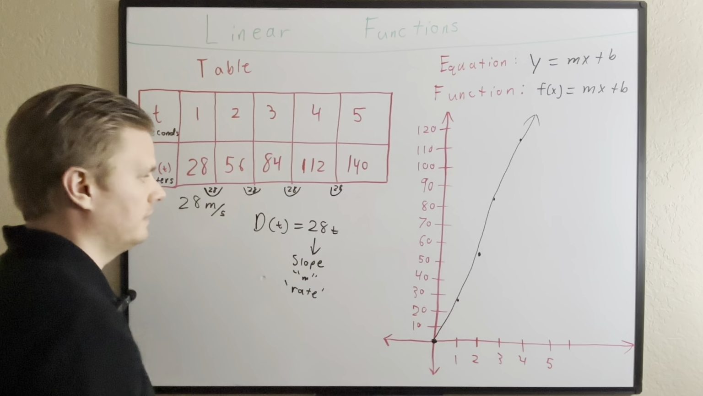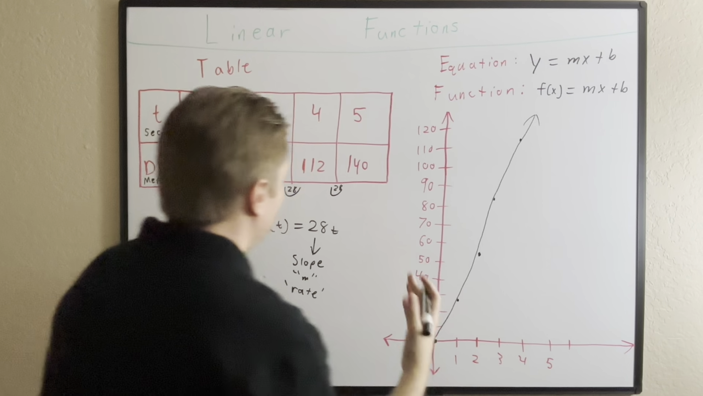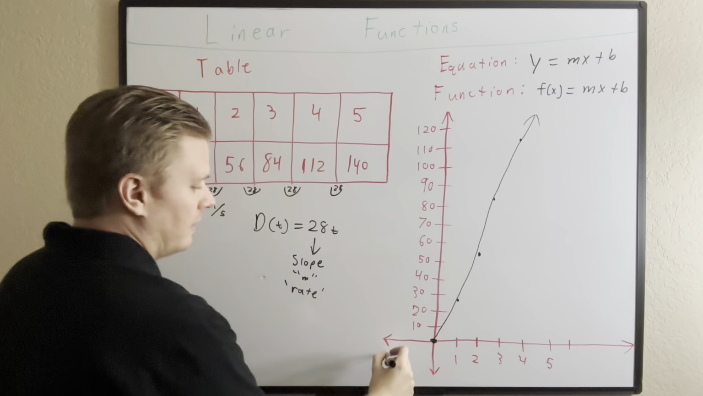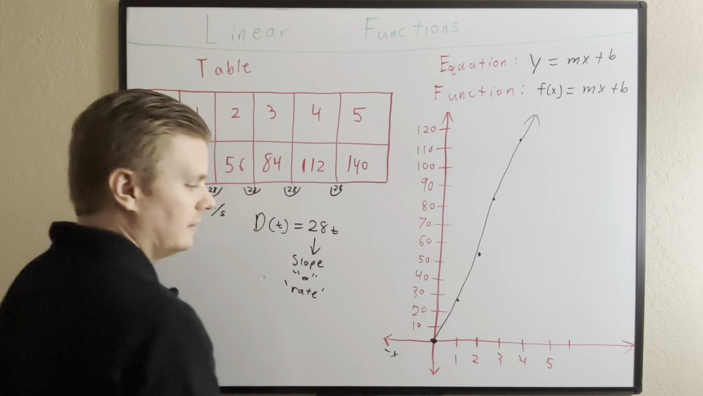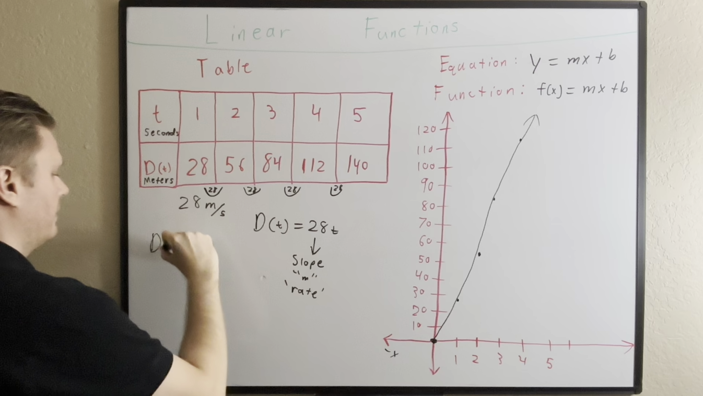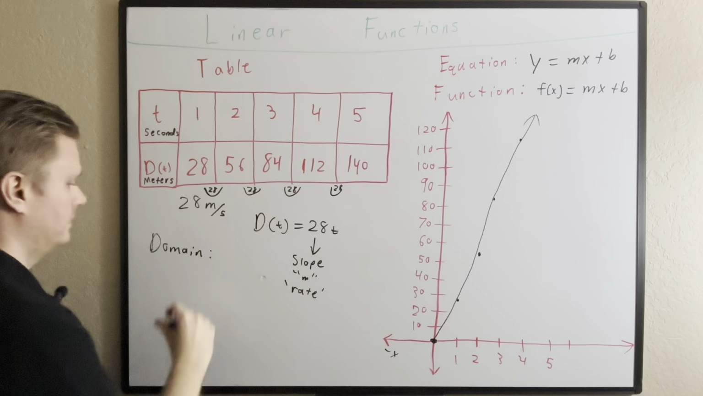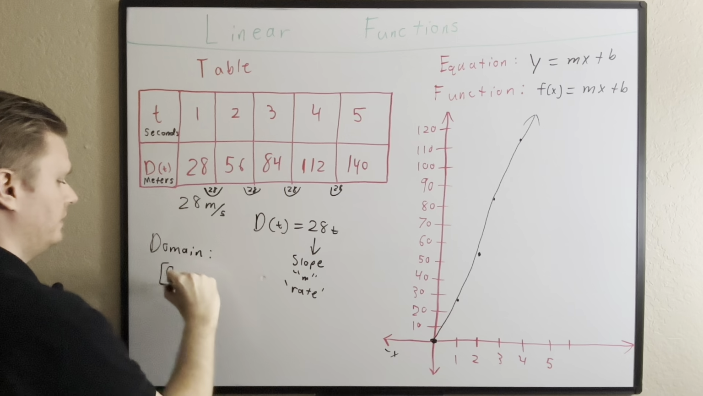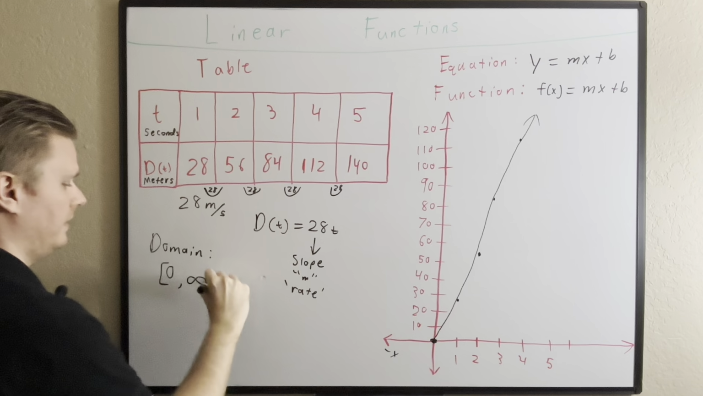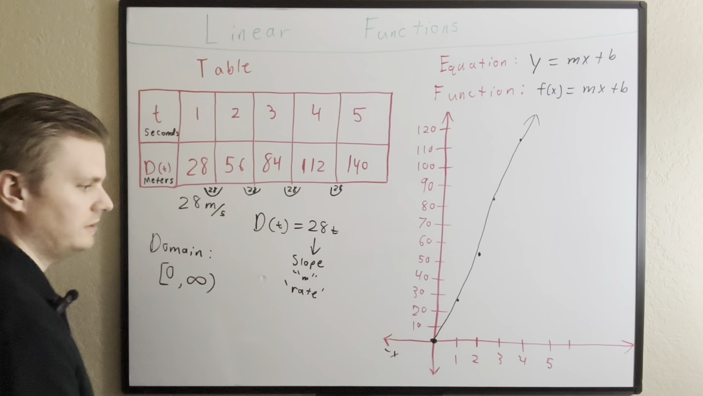Now, it starts at the origin because there's no such thing as negative time, right? This is the negative x direction. So our domain is what? Including 0 all the way to infinity. All right, that's the domain of our function here.